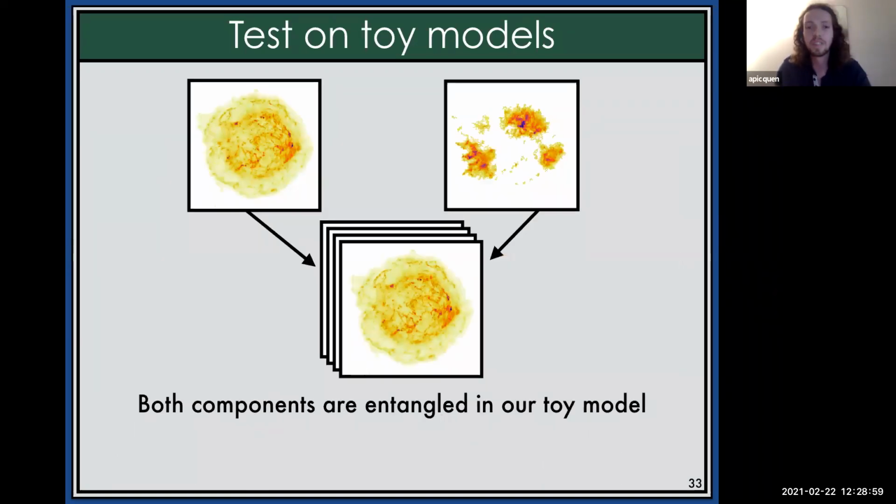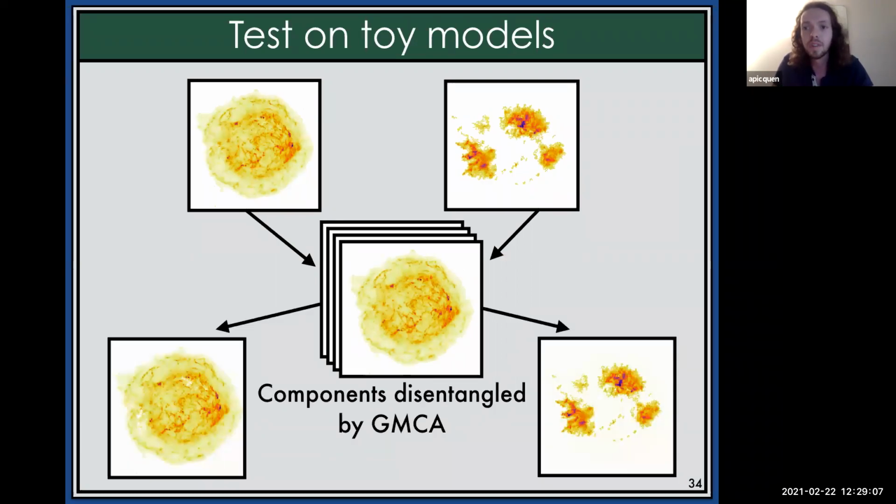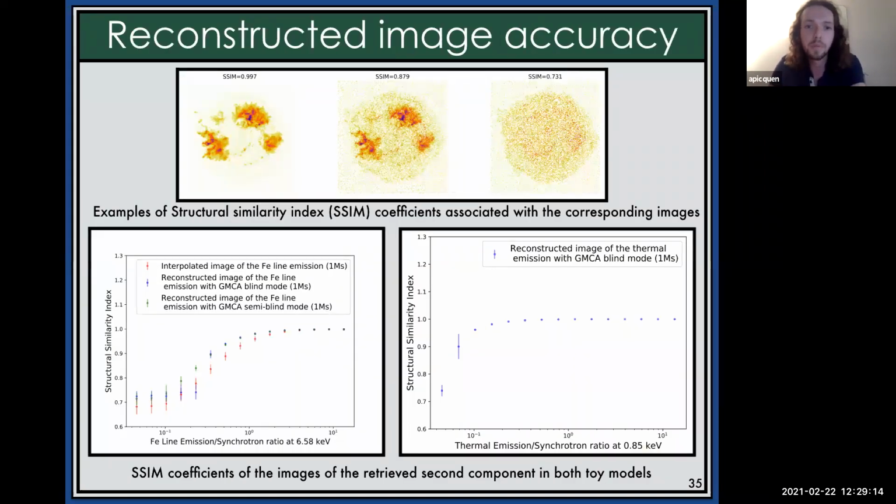So basically it looks like this. There are two components. We mix them in a cube where the second component is really fainter. And then the GMCA is able to disentangle them without any prior physical or instrumental information. So if we want to compare the image accuracy of what is in the toy model and what was retrieved, we used the SSIM index, and the idea was to benchmark the performances of the algorithm.